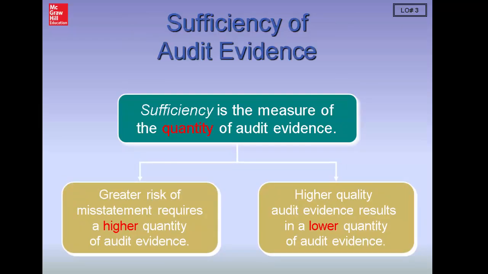Sufficiency relates to the quantity of the evidence. The greater the risk of material misstatement requires a higher quantity. So in our sampling process, what we're saying is that the greater the risk, the greater the amount of material that we actually review. The higher the quality of the evidence, the lower the quantity. There's actually an inverse relationship between the quality of the evidence and the quantity of the evidence. So the higher the quality, the less evidence is going to be required.